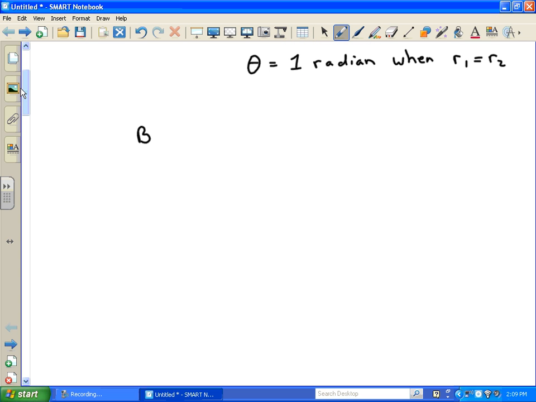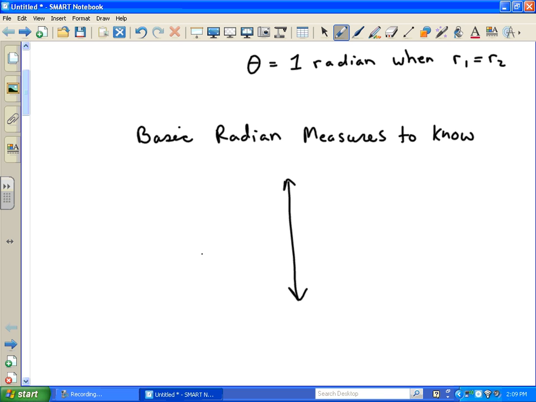Now, that being said, I'm going to write down for you some of the basic radian measures to know. The first of these, I'm going to write down conversions for quadrantal angles in degrees to radians. The first quadrantal angle in degrees is 0 degrees. That's equal to 0 radians.